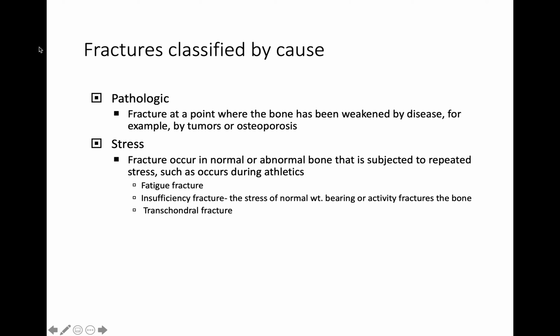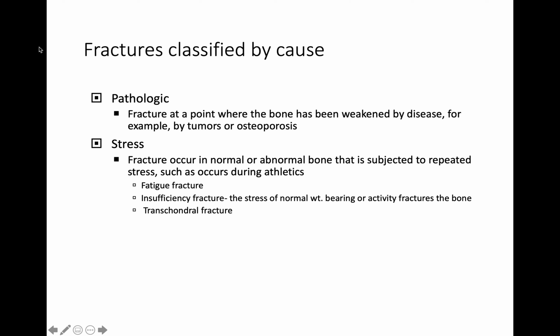Okay, fractures are also classified by cause, either pathologic or stress. And pathologic, we know, means disease. It's a fracture at a point where the bone has been weakened by disease, such as a tumor or osteoporosis, which is a softening of the bone, or stress due to a fatigue, insufficiency, or transchondral fracture.